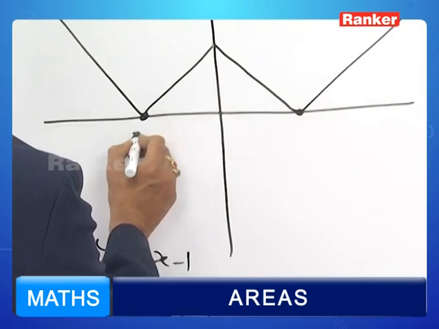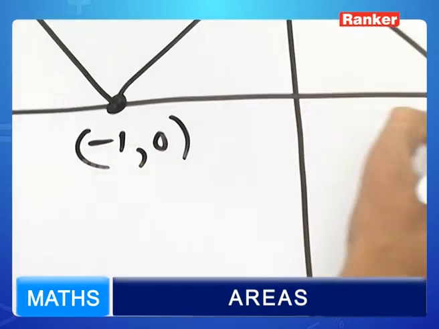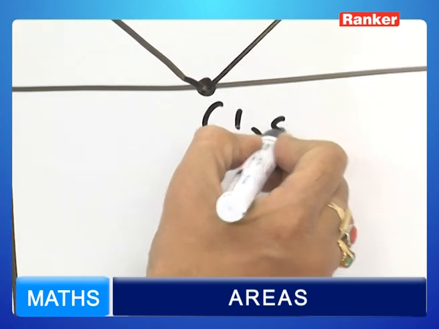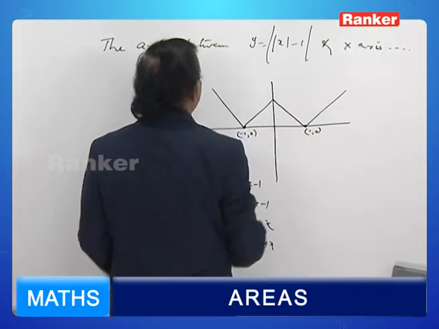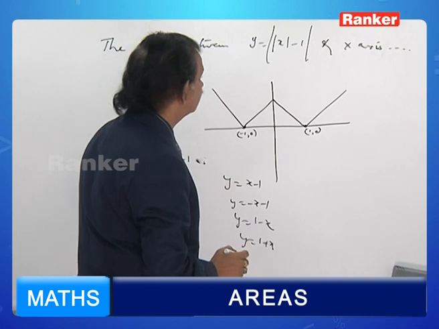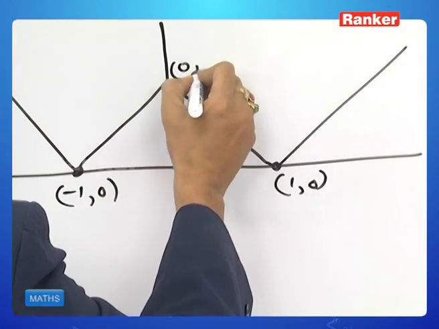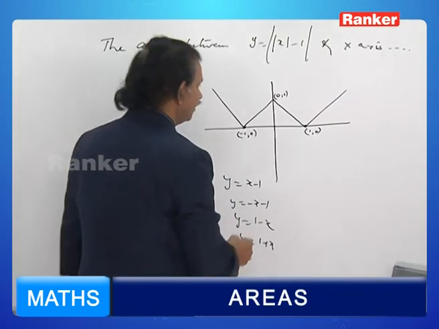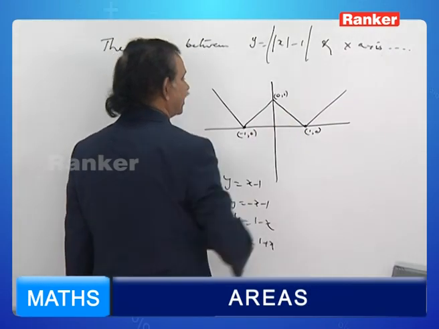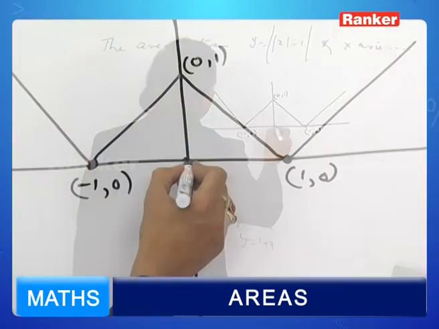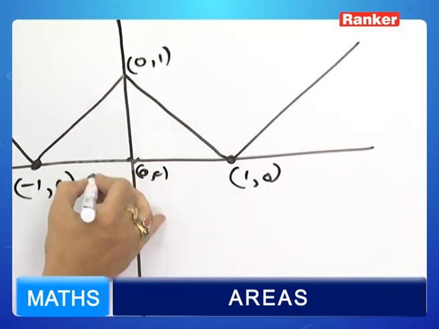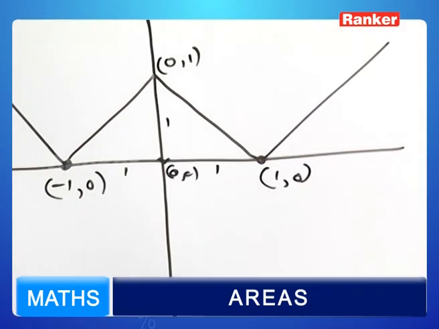Well, note down the points. This is (minus 1, 0). This is (1, 0). Where does it meet the y-axis? It is (0, 1). So, this area and this area we want. This is the midpoint, of course, (0, 0). This is 1, this is 1, this is 1.